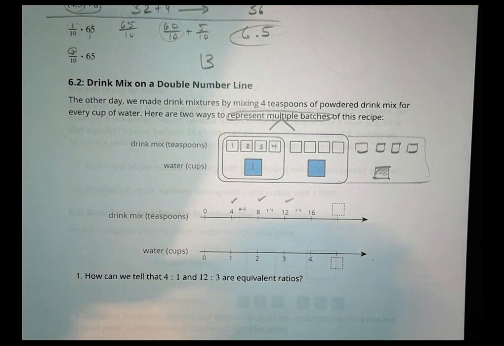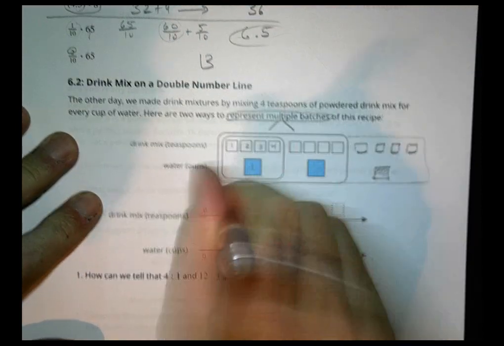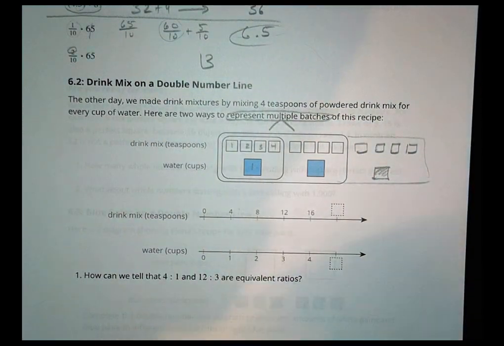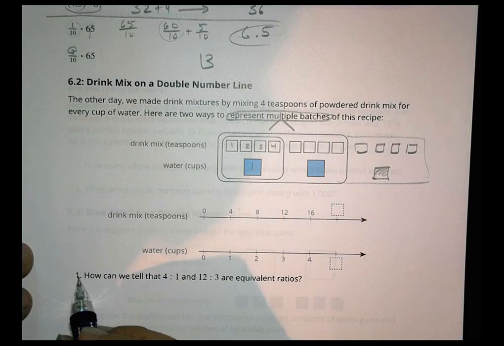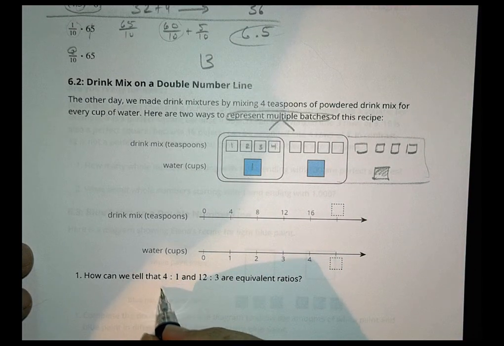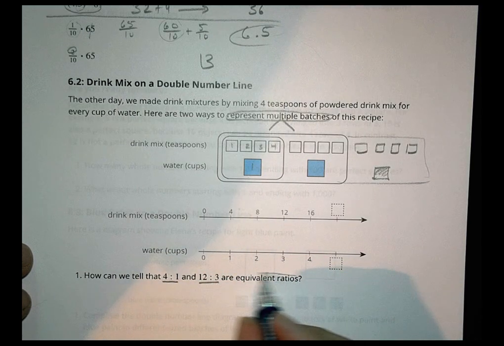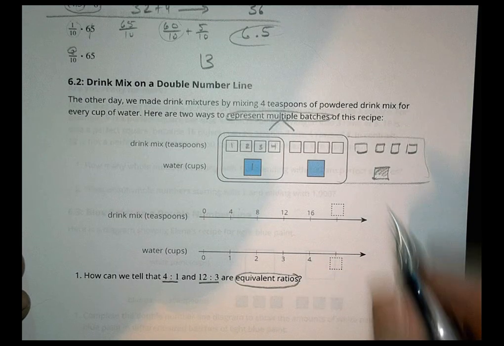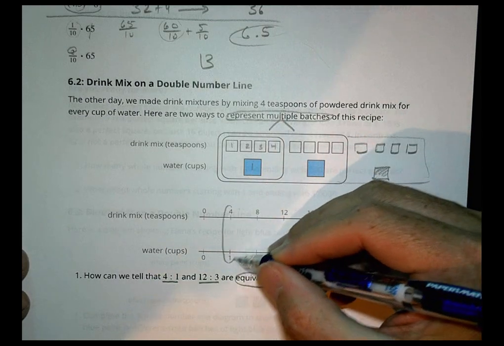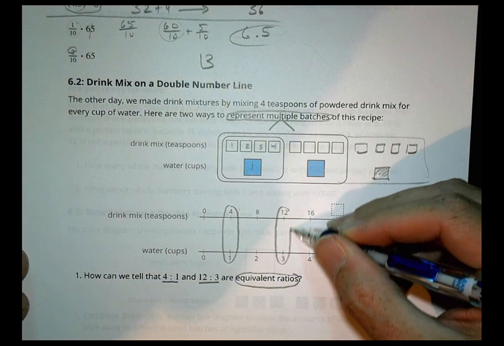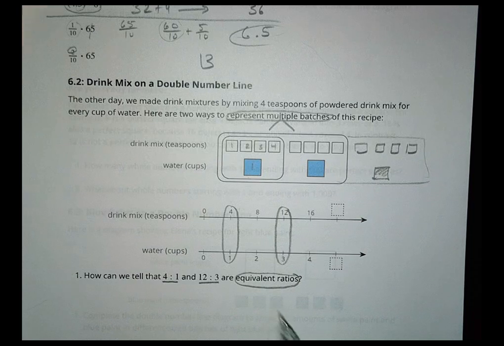And so what happens then is we can use this double number line to help us figure out how many teaspoons we would need for a batch, how many teaspoons we need to go with each cup of water, things like that. So first of all, number 1 asks us, how can we tell that 4 to 1 and 12 to 3 are equivalent ratios? So it's asking, how can we tell that 4 to 1, this ratio right here, is equivalent to 12 to 3? Meaning, if this was the actual drink mixture, how would we know that they taste the same, right?